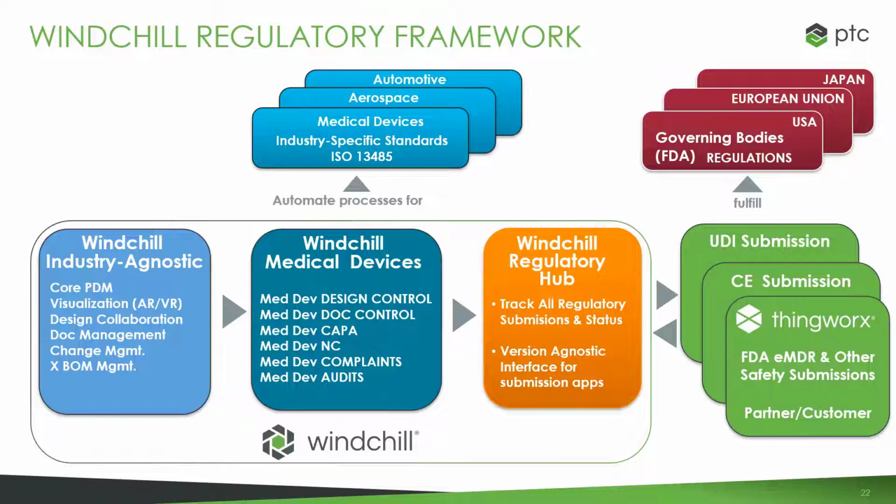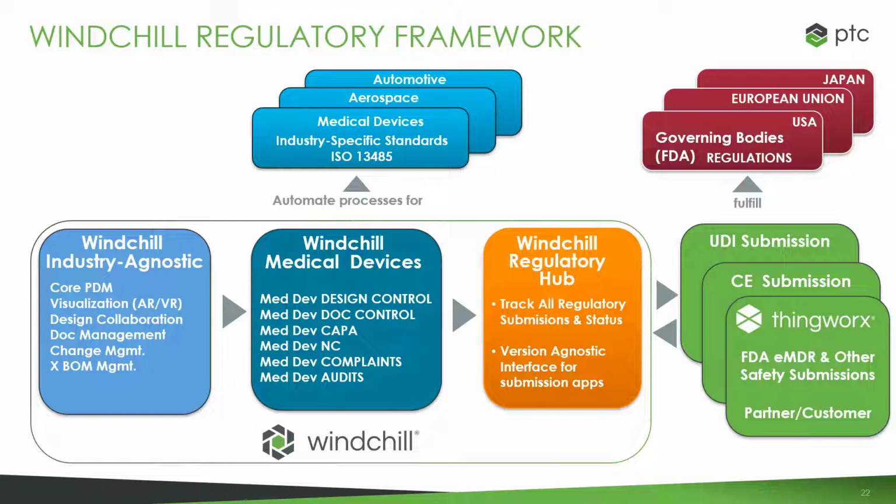The PTC regulatory framework is based on a series of capabilities, regulatory objects, and modules, all which interact with our digital thread. This framework provides for the collection, management, and tracking of critical regulatory information. It includes core PLM capabilities such as workflows and change management, which are fully integrated with quality and regulatory information. Regulatory specific objects such as DHF and DMR for med device companies. And the Regulatory Hub, where all regulatory submissions are listed and which provides the coupling to geography-specific submission applications.